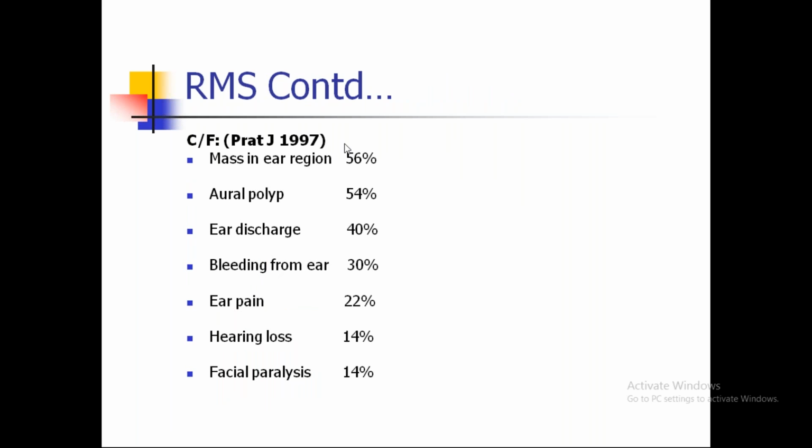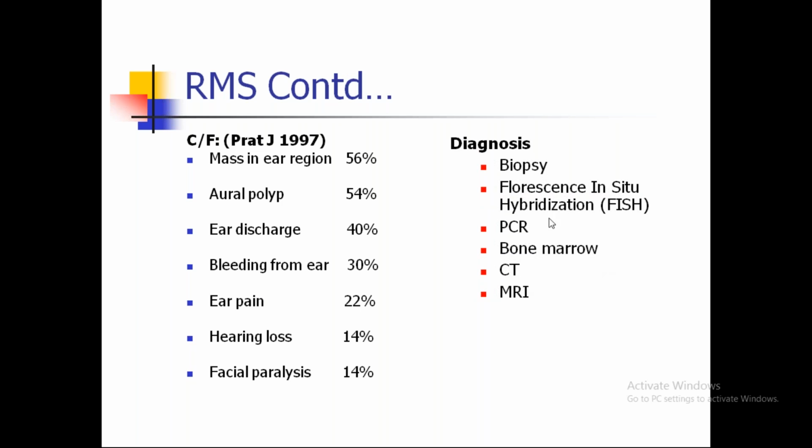This is how the child will present to you. The patient will come to you with a mass in the ear region, aural polyp, ear discharge, bleeding from the ear, pain, hearing loss, facial paralysis. So this is how the patient will come to you. Rhabdomyosarcoma in the pediatric age group: diagnosis by biopsy, fluorescence in situ hybridization, PCR is done, then bone marrow test is done, CT and MRI.